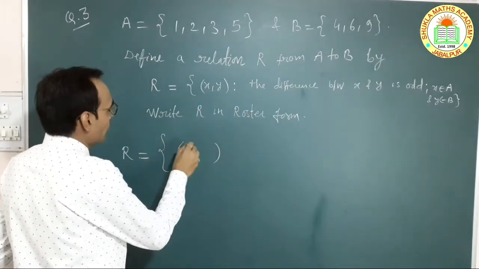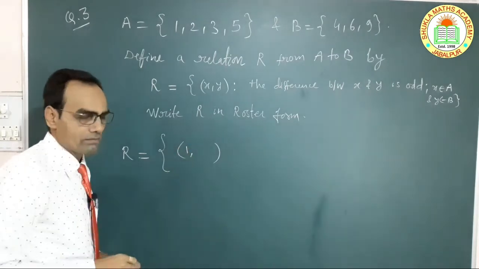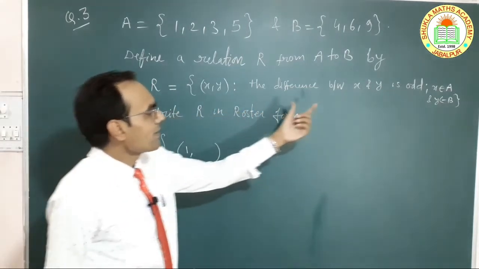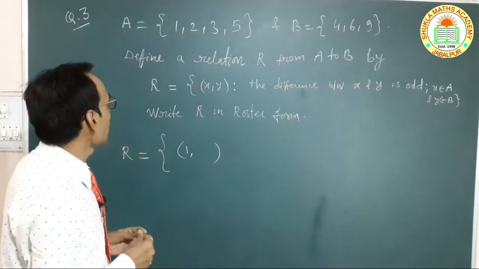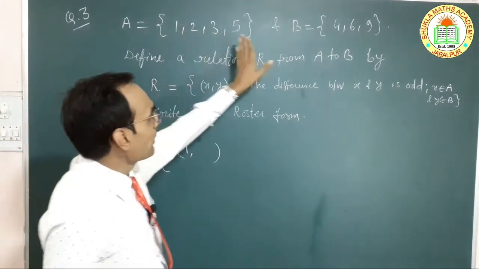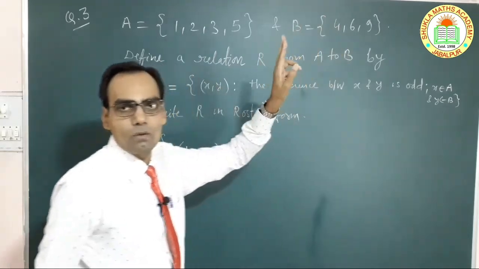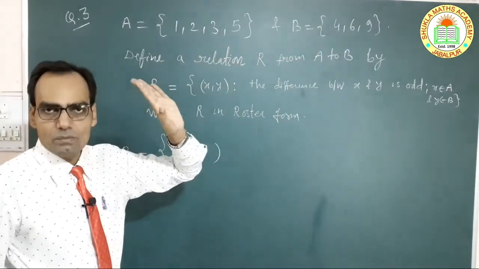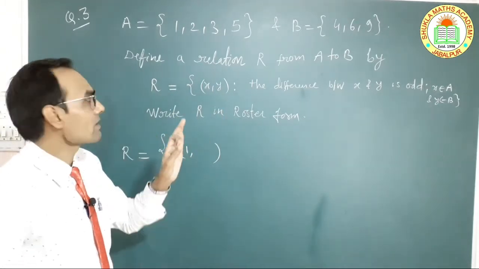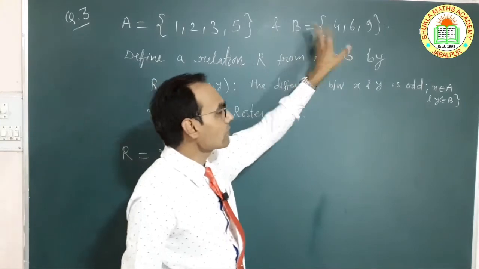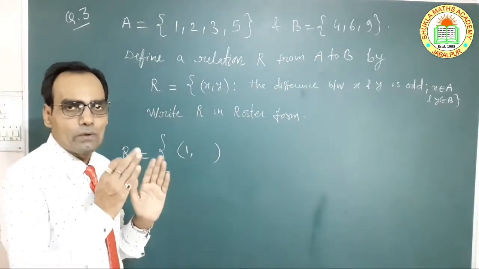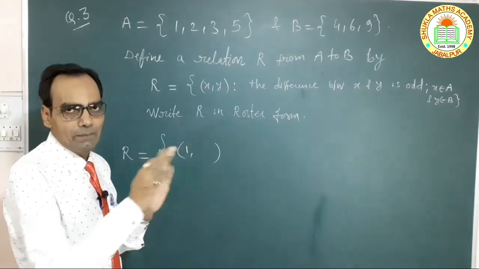So first value of set A is 1. So value of y we will find by using the given relation. The difference between x and y is odd. So value of y will be taken from B. So 1 minus 4 is minus 3. So ignore the sign. We will discuss only odd or even number. Difference of two numbers. First number is 1, second number is 4. Means first number from A, second number is from B, and their difference is odd. So elements will come here, otherwise left them.